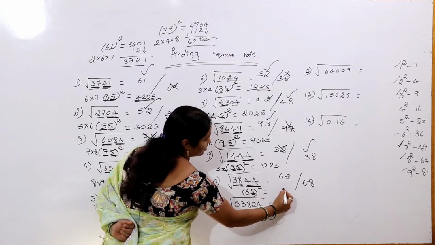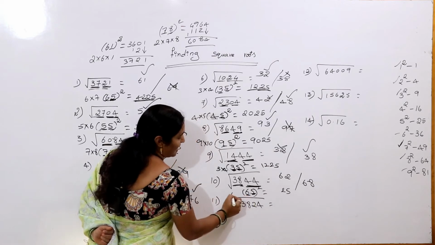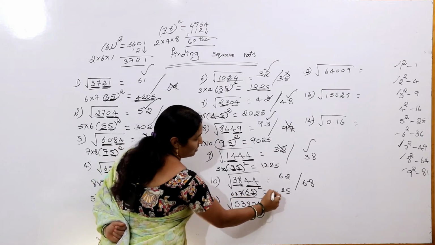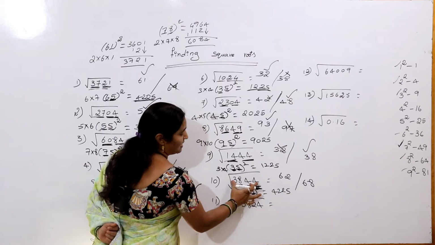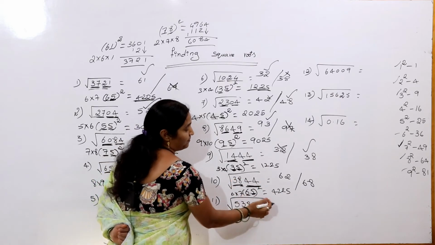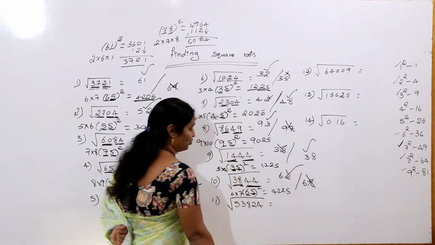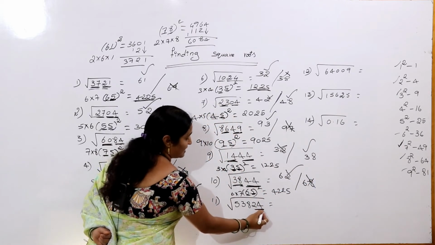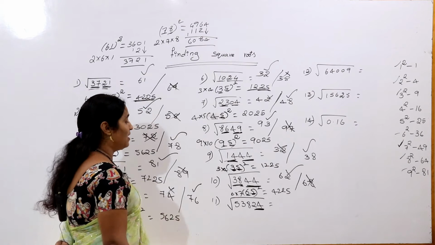Ending with 5 means 25. 6 consecutive is 7. 6 sevens are 42. When compared to this, one is less. Hence we have to take less than 65. So it is 62. Last two digits are ending with 24.